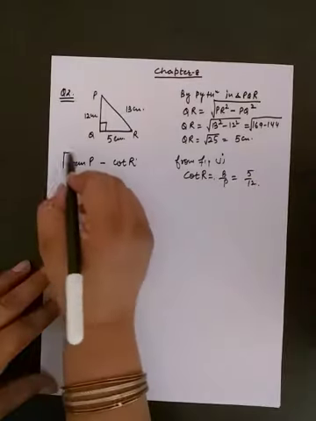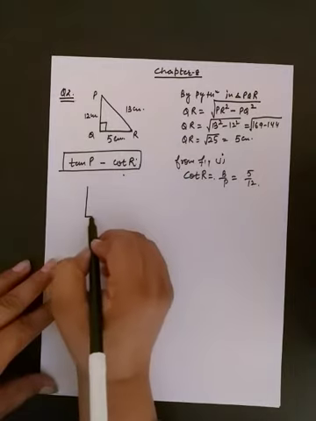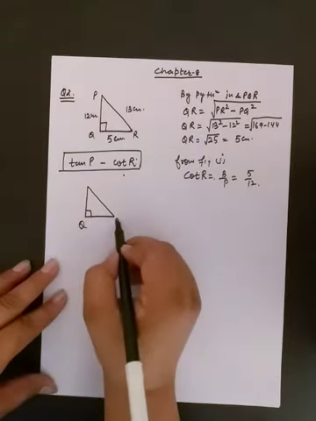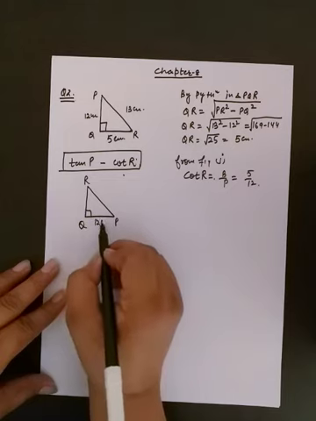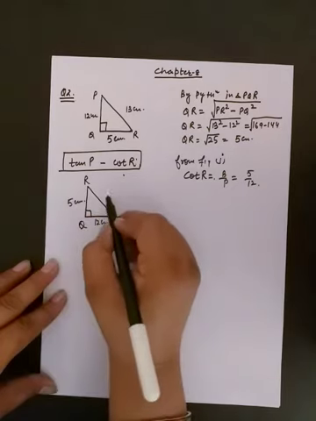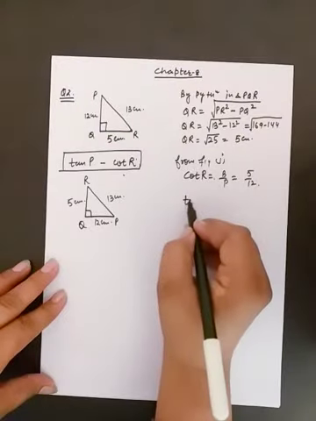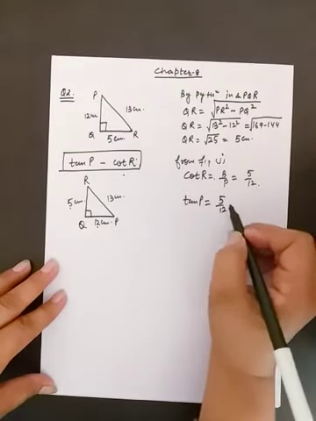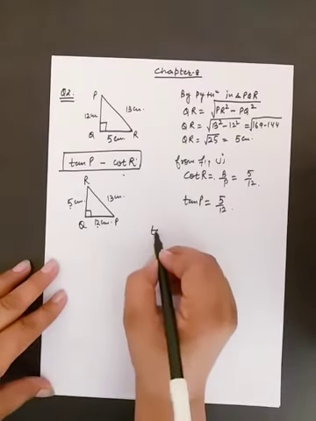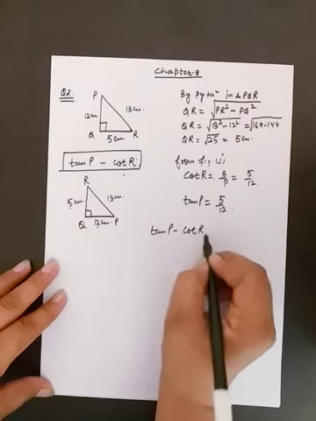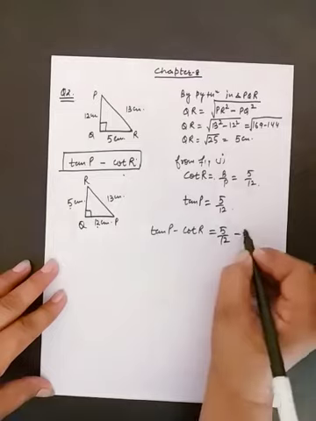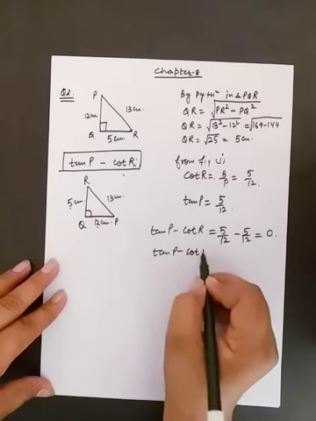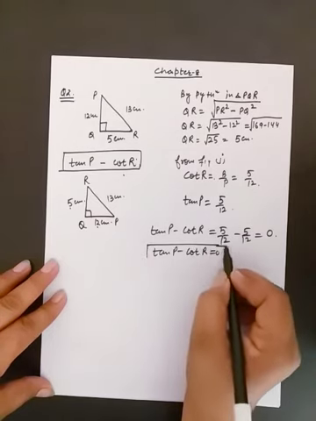Now for tangent P we are drawing the figure again, or you can change the names on your own. So now 12 centimeter will be here and 5 centimeter here, 13 is hypotenuse. So the value of tangent P will be perpendicular over base, 5 by 12. And we have to find tangent P minus cot R. It will be 5 by 12 minus 5 by 12 and it will be equal to 0. So tangent P minus cot R is equal to 0.